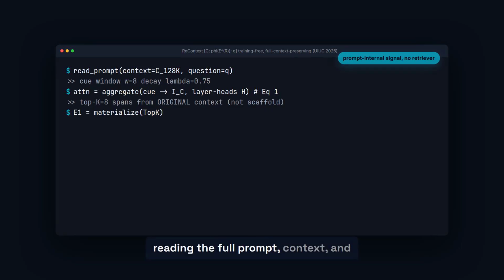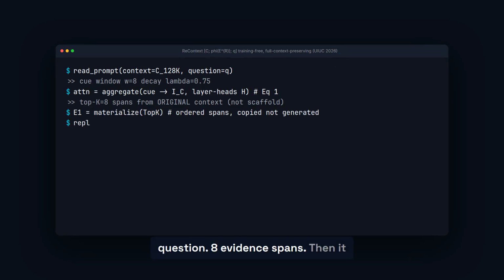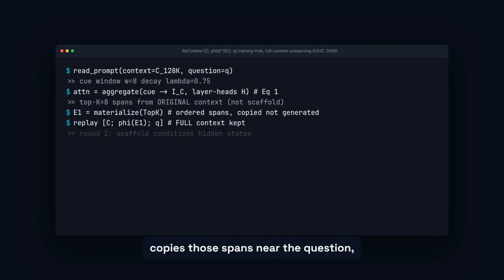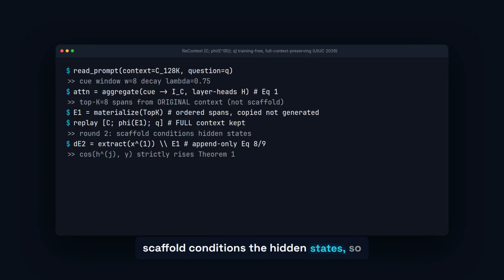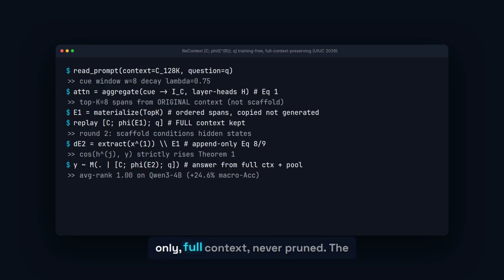Picture the model reading the full prompt, context, and question, and selecting 8 evidence spans. Then it copies those spans near the question, reads the new prompt, and does it again. Round 2: the replayed scaffold conditions the hidden states, so the second pass surfaces evidence the first pass missed. 2 rounds, append only, full context, never pruned.